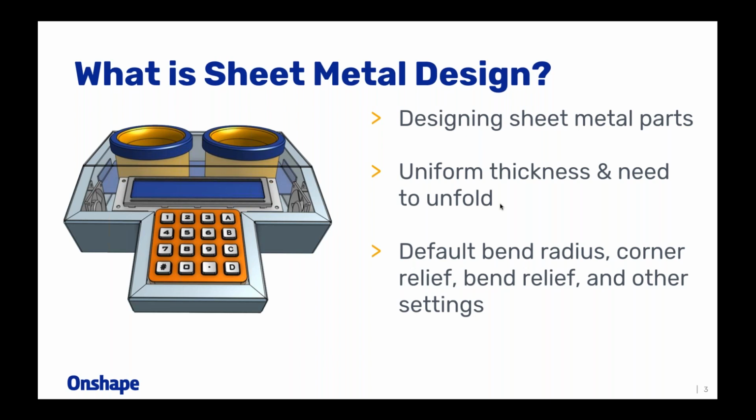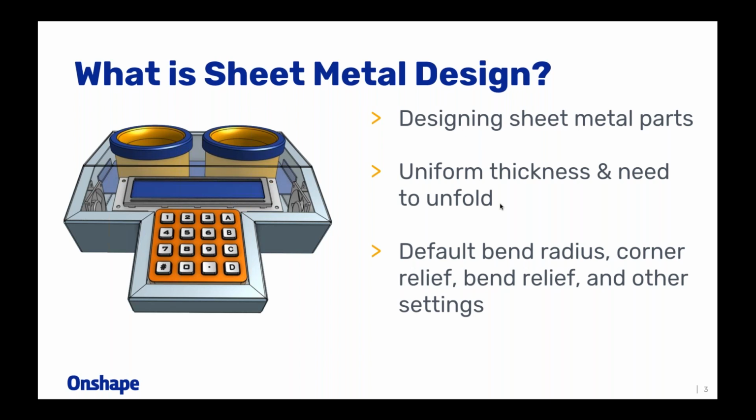If you think about sheet metal parts, they must have uniform thickness, right? Sheet metal is always the same thickness. And they have this unique need to unfold. Unfolding sheet metal parts is a critical part of it. Of course, we start with the flat and we bend the sheet metal into shape. And those are the 2 unique aspects of sheet metal that you really have to design around and have tools for.